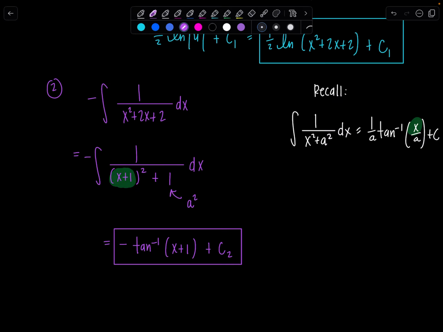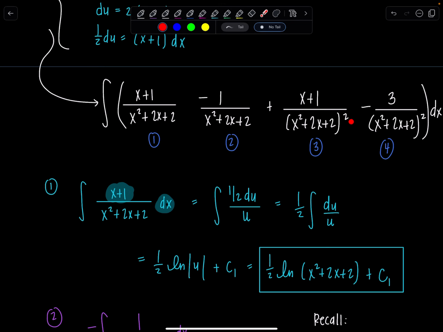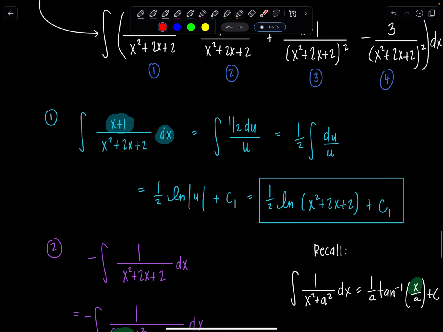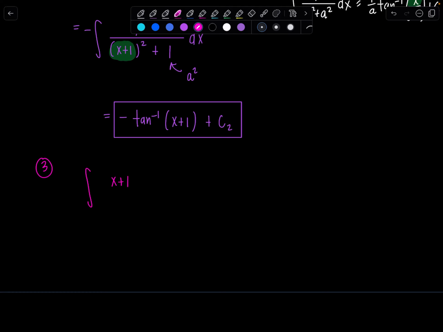Okay, third integral. Where is it? It's this guy. We're just going to use that same u sub that we did for the first one. Okay, let's hop to it. So the third integral is x plus 1 over (x squared plus 2x plus 2) squared dx.